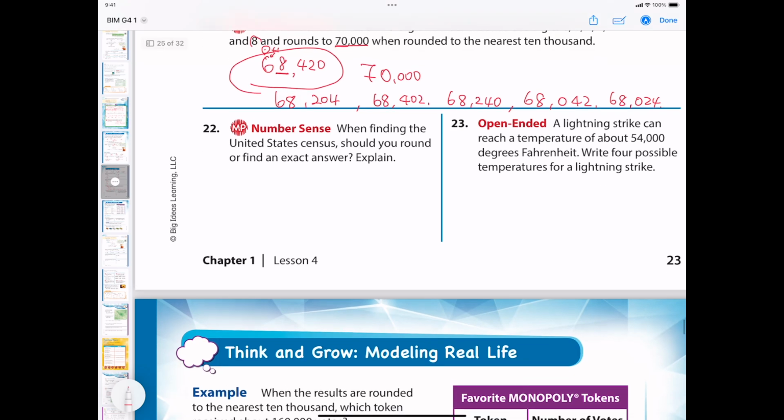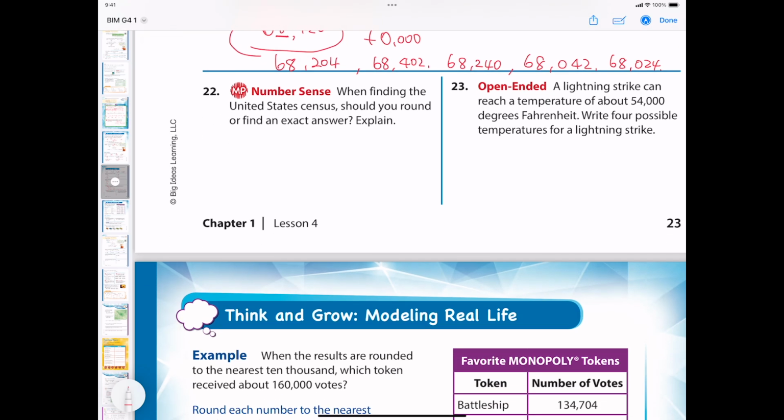All right, number 22. When finding the United States Census, should you round or find an exact answer? Explain. Yeah, census is what? The population. So how many people are living in the United States? Okay, that's the census. Now, do you need to round or find an exact number? When your friend asks, how many people are in the United States? Are you going to say, oh, there are 65,852 people? No, you can't say that, right?